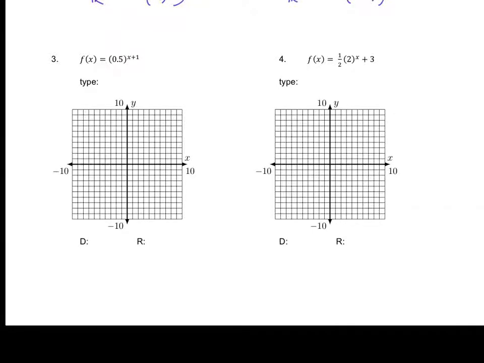This one's also decay because we've got a decimal between 0 and 1 in our parentheses. We're going to plug in -3, -2, -1, 0, and 1. We pick those because we're adding 1 to the exponent. So -3, if we plug that in, will give us -2. So if we plug in -3, -3 plus 1 is -2. 0.5 to the -2 power is 4. So if we plug in our numbers, we'll get 2, 1, 1/2, and 1/4.